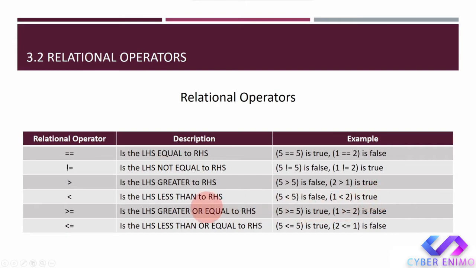The next two operators are the greater than or equal to operator and the less than or equal to operator. They are the same as the previous two operators, the greater than or the less than operator. Only this time, if the two values we're comparing are equal, then the comparison will evaluate to true. So if we're saying that 5 is greater than or equal to 5, or if we're saying that 5 is less than or equal to 5, both of these comparisons will evaluate to true.